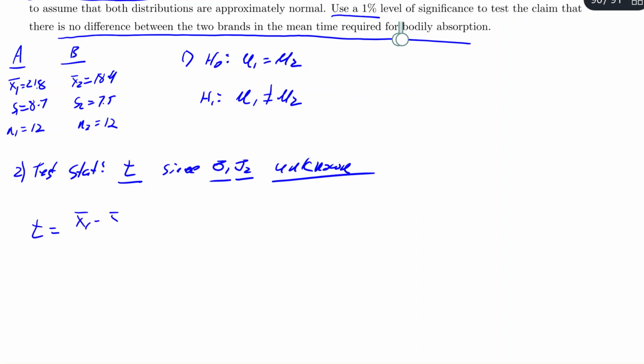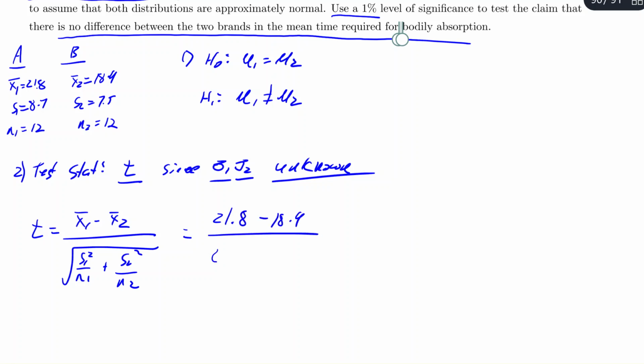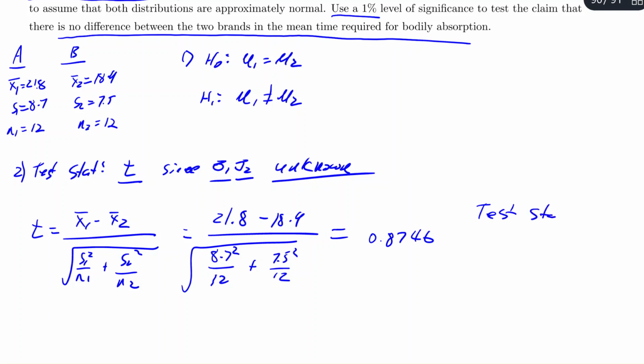X bar 1 minus X bar 2 divided by square root of S1 square over N1, plus S2 square over N2. So just plug these numbers into the square root. For this, you get 0.8746. So test stat is T equals 0.8746. Again, this is important, the fact that we're using T.